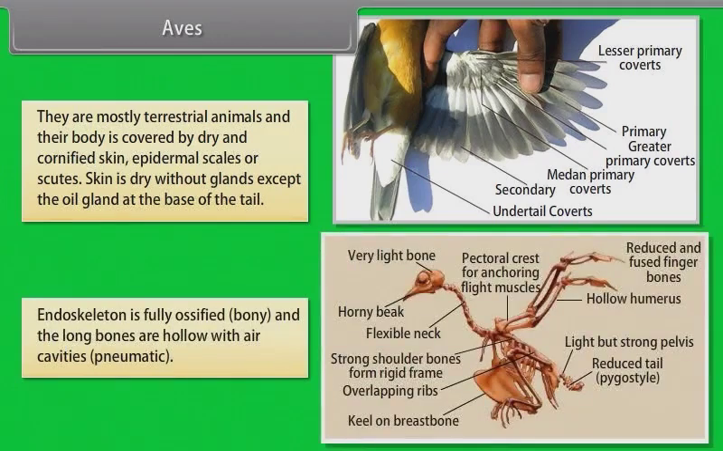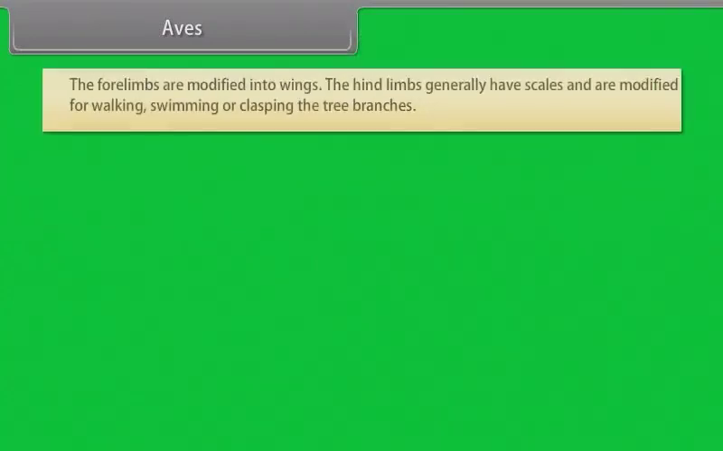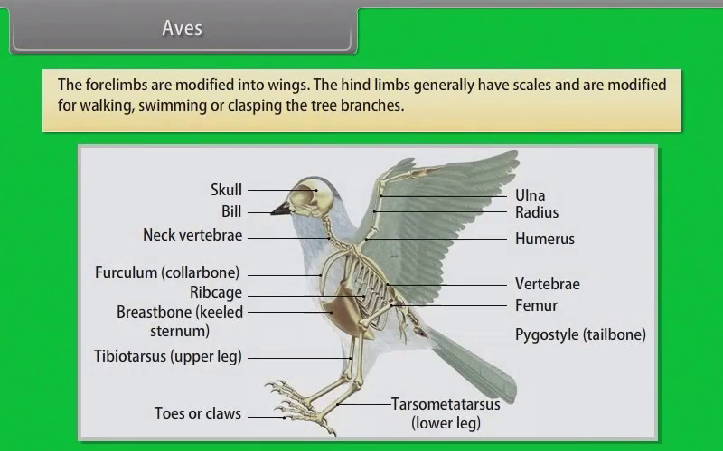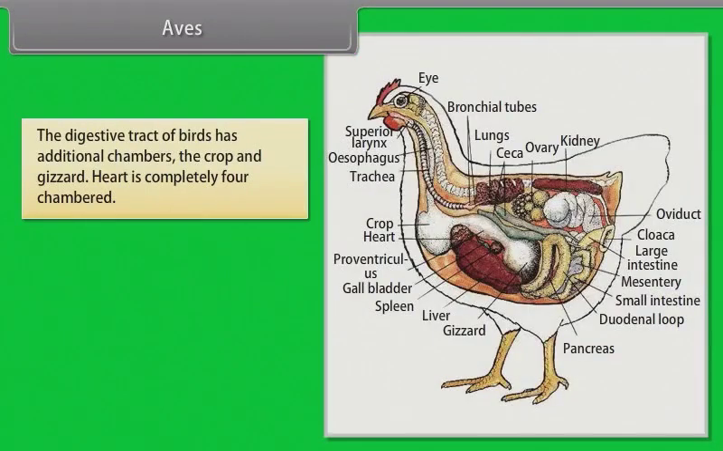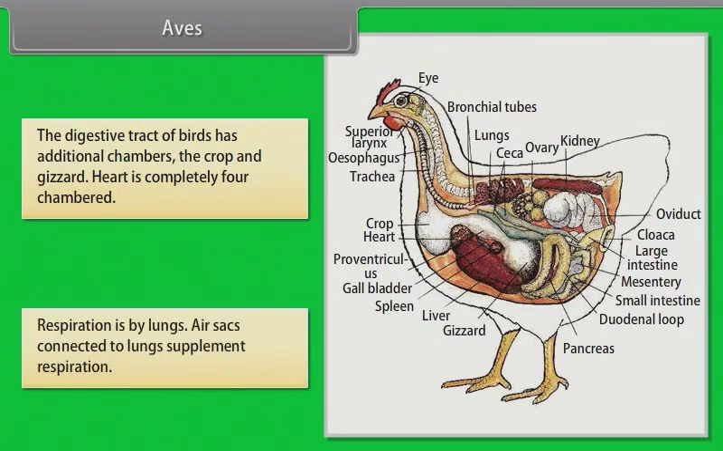Endoskeleton is fully ossified, that is bony, and the long bones are hollow with air cavities, pneumatic. The forelimbs are modified into wings. The hind limbs generally have scales and are modified for walking, swimming, or clasping the tree branches. The digestive tract of birds has additional chambers, the crop and gizzard. Heart is completely four-chambered. Respiration is by lungs. Air sacs connected to the lungs supplement respiration.